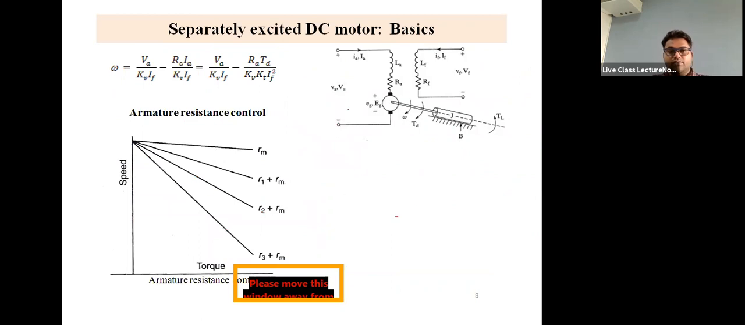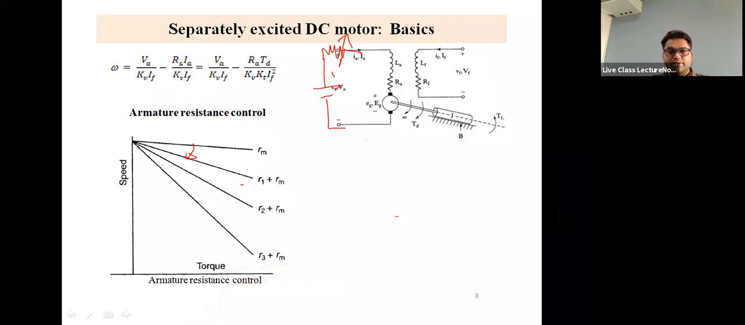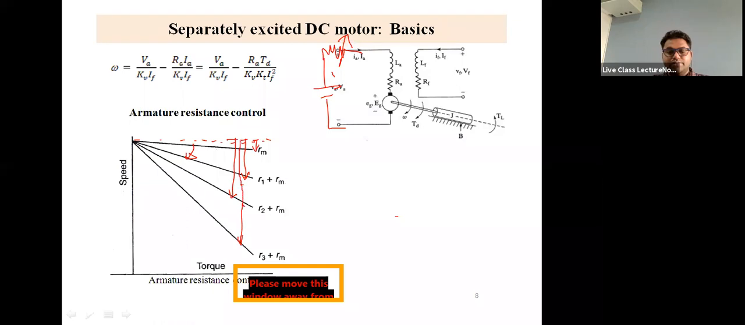Okay. Then some people may think that if we add a resistance in series, then also we can control the DC motor speed. The speed will be controlled, but the drop in speed as the load increases will be severely high. For RL, this is almost this. So this is the minimum resistance. The more resistance you put, the more will be the drop at the rated torque.